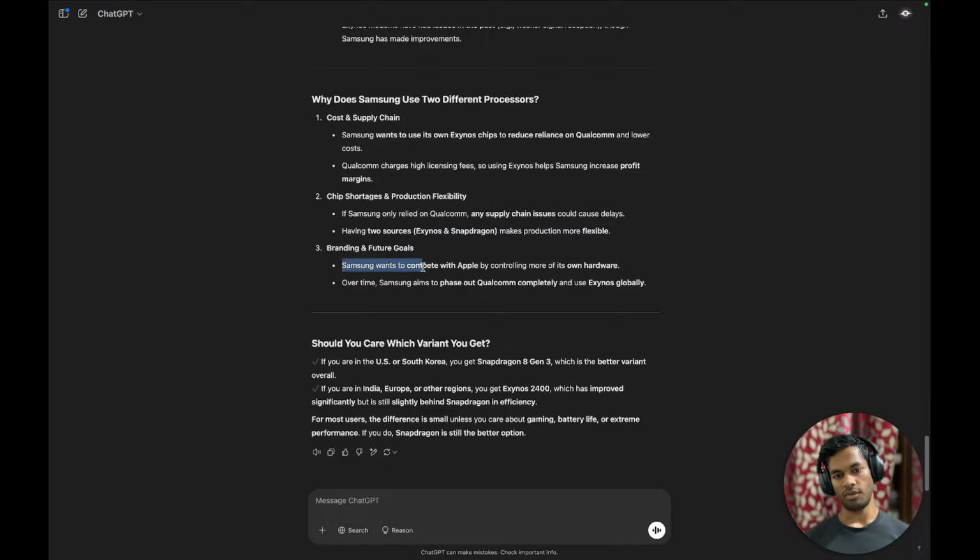Branding and future goals. Samsung wants to compete with Apple by controlling more of its own hardware. Over time, Samsung aims to phase out Qualcomm completely and use Exynos globally.